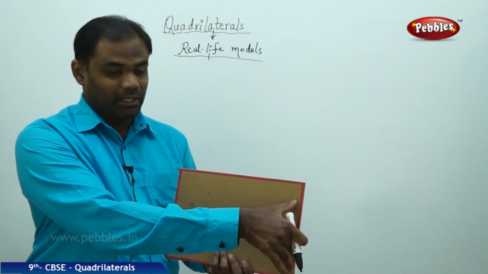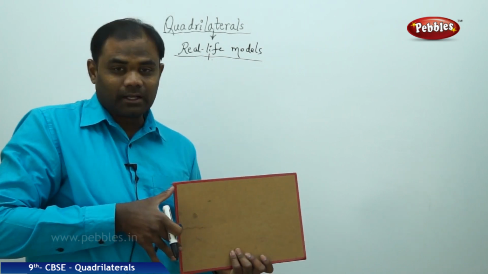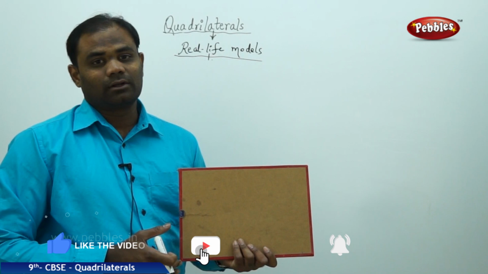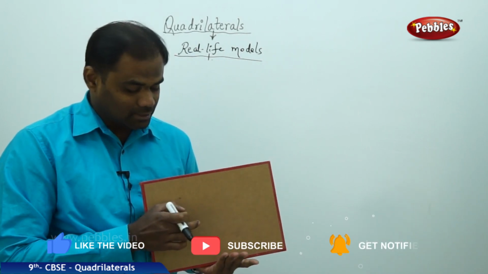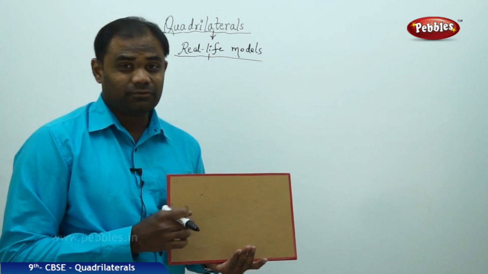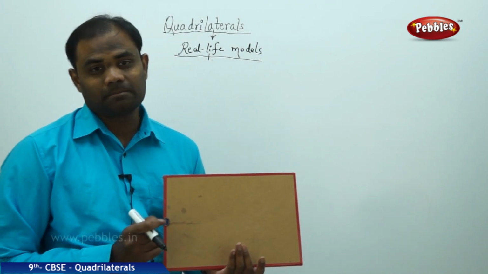Line 1, line 2, line 3 and line 4. So each of the four lines forms a closed region. So definitely this is called a quadrilateral. But let's see the special features in this quadrilateral.